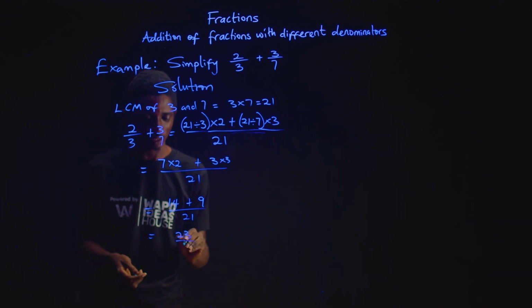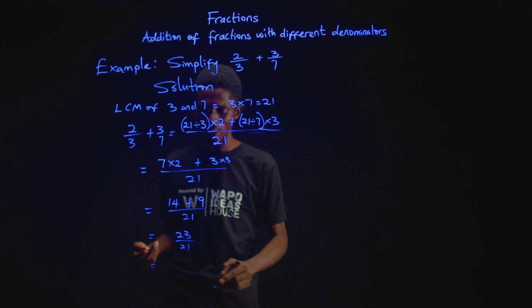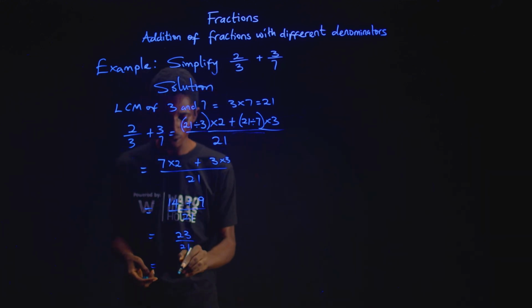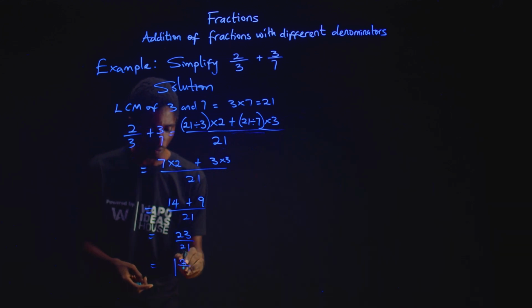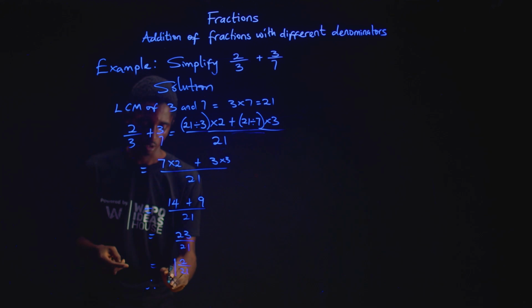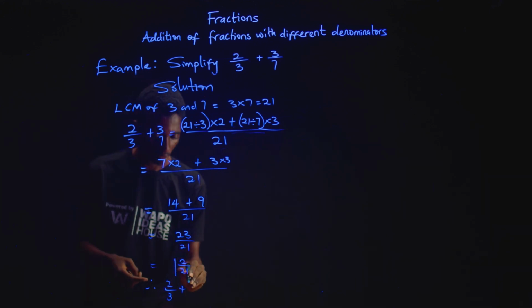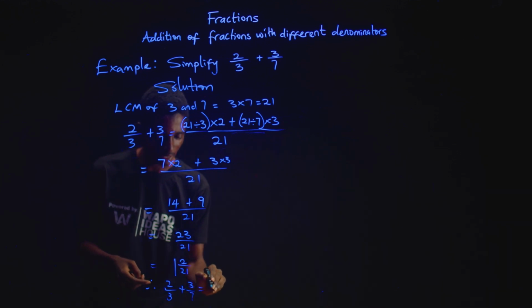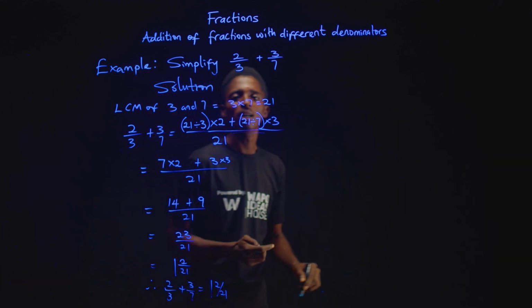This will then give us 14 plus 9, and that is 23. So we have 23 over 21, which we will now convert into a mixed fraction. And 21 will go into 23 just once, remainder 2 over 21. Therefore, 2 over 3 plus 3 over 7 is one whole number, 2 over 21.